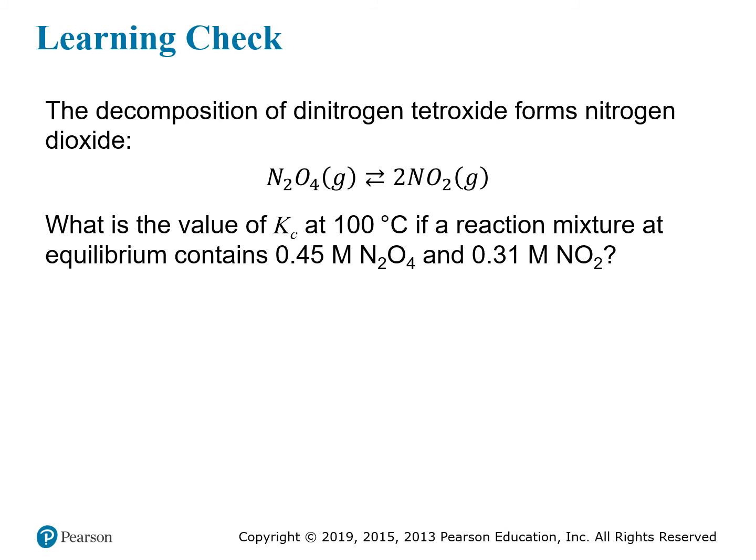So let's look at a couple of examples where we want to calculate K for a given reaction, where they gave us information about the equilibrium mixture and they want us to find K. So this problem says the decomposition of dinitrogen tetroxide, that's N2O4, forms nitrogen dioxide, that's NO2. Here we have the equation showing 1 mole of N2O4 decomposes or breaks apart into 2 moles of NO2, nitrogen dioxide. So the question is, what is the value of K at 100 degrees Celsius if a reaction mixture at equilibrium contains 0.45 molar dinitrogen tetroxide and 0.31 molar nitrogen dioxide?